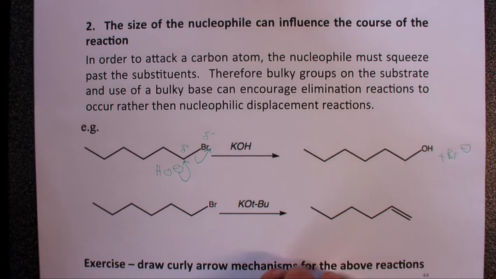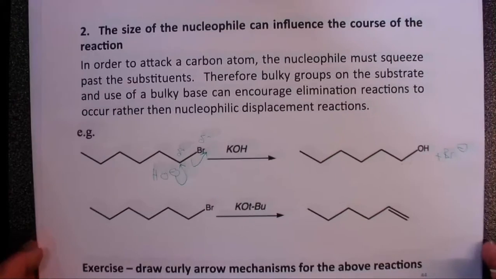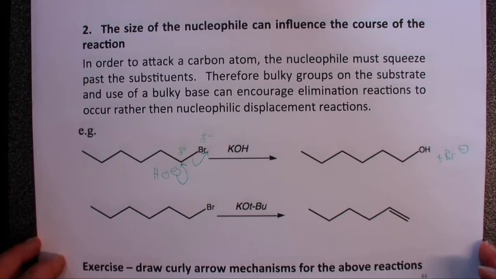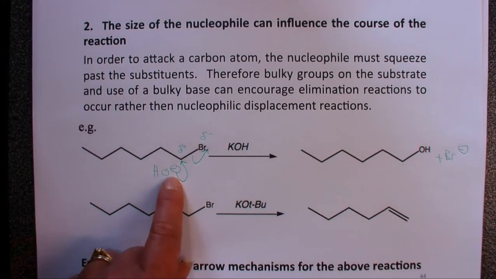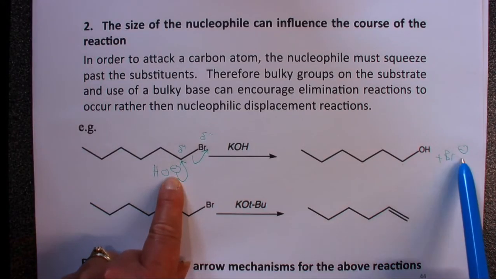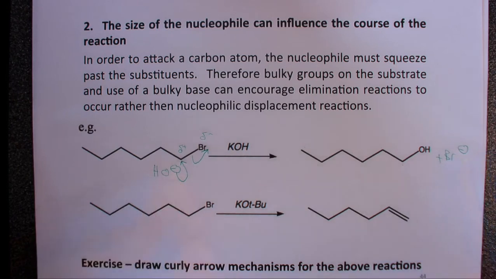So if you remember right back to the very beginning of the course, I said we have to balance both the atoms and the charge. So here we had a minus from the OH, so here we've got a minus from the bromide. So this would be a nucleophilic substitution reaction.